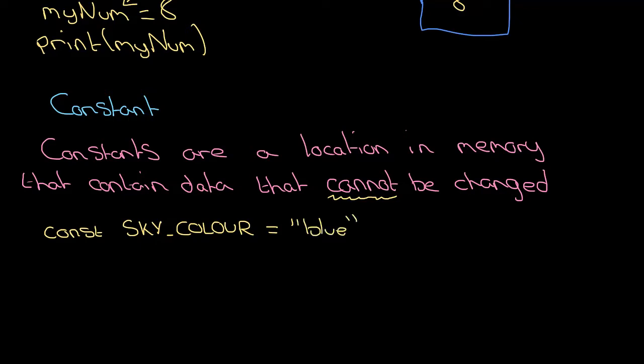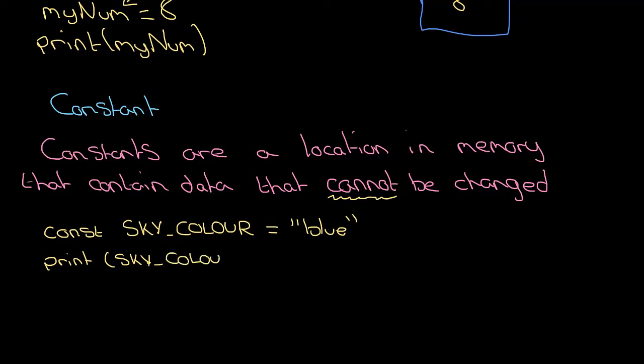Exact same sort of thing as a variable really. We're going const SKY_COLOR equals blue. If I did print SKY_COLOR, then I would get the value blue printed to the screen. So that is very similar.